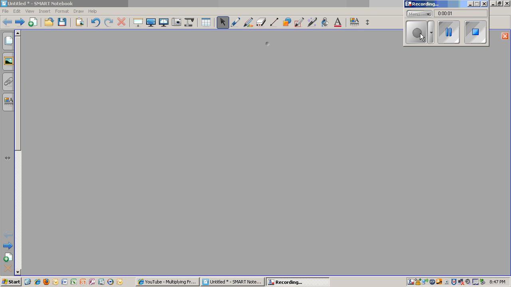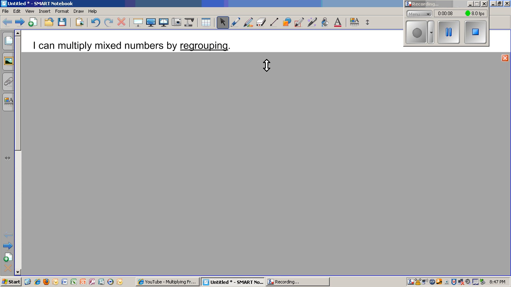Okay, yesterday we learned how to multiply fractions, and we did that the old school way. Let's see what we're going to do today. Today, we're going to learn how to multiply mixed numbers by regrouping.